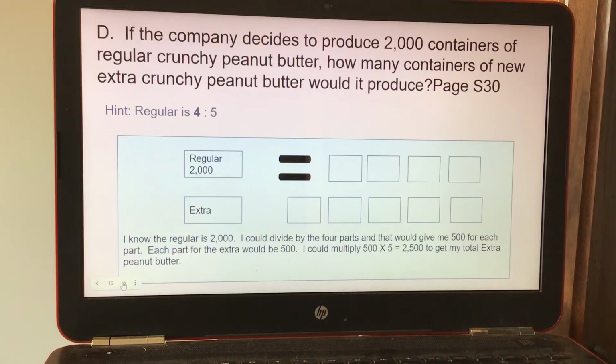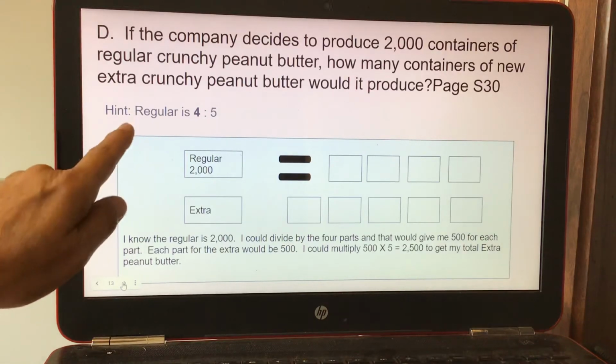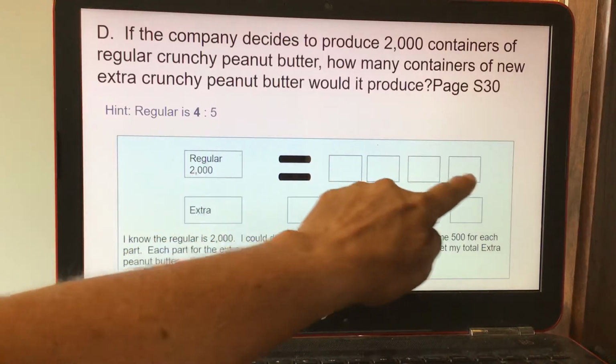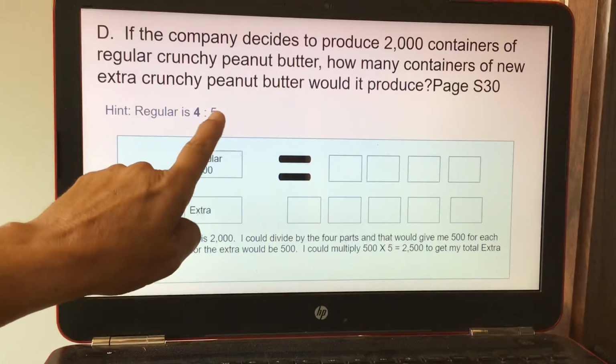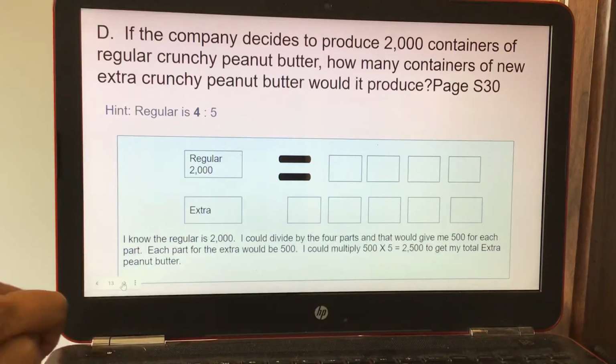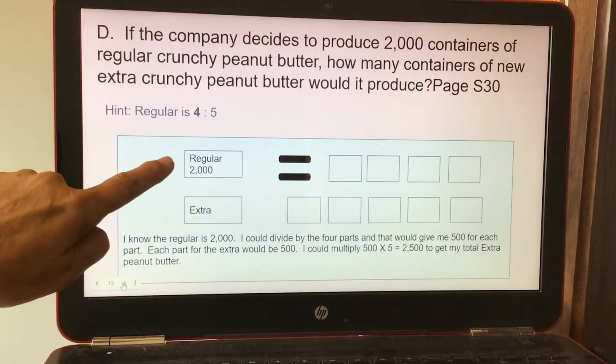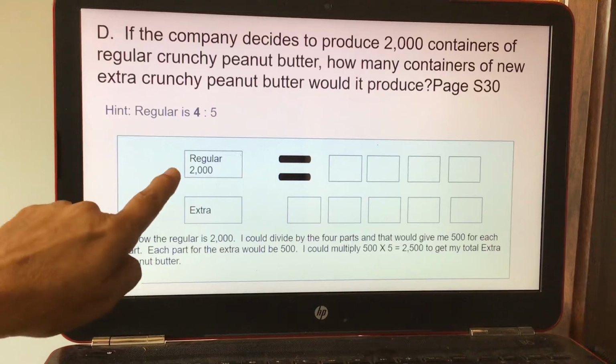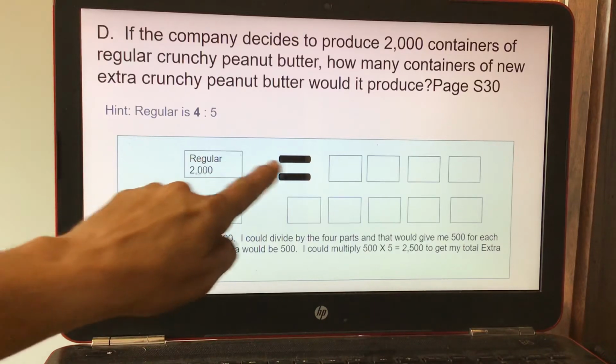Okay, D, if the company decides to produce 2,000 containers of regular crunchy peanut butter, how many containers of new extra crunchy peanut butter would it produce? Okay, so I gave you a hint. The regular was 4, and the extra, or the new one, was 5, right? So they gave us 2,000 would be how many they would produce of the regular.